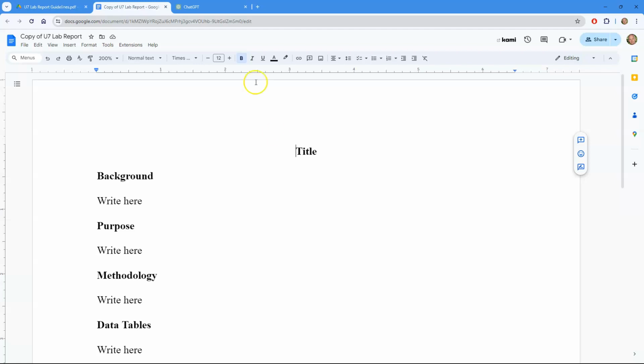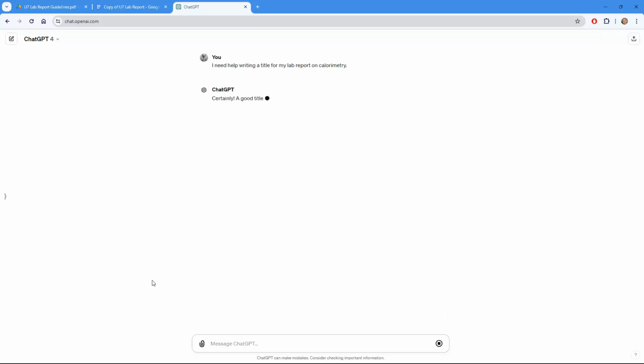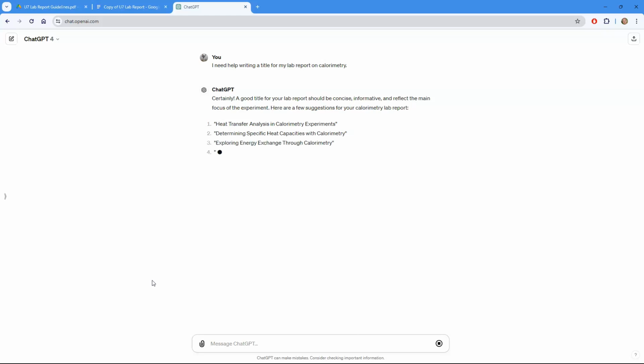So I'm going to use ChatGPT and I'm going to give it some inspiration here. So I need help writing a title for my lab report on calorimetry. It even says the title should be concise, informative, and reflect on the main focus of the experiment. Okay, so here are a couple options. Now, these are okay, but they really don't talk about what we did in the lab.